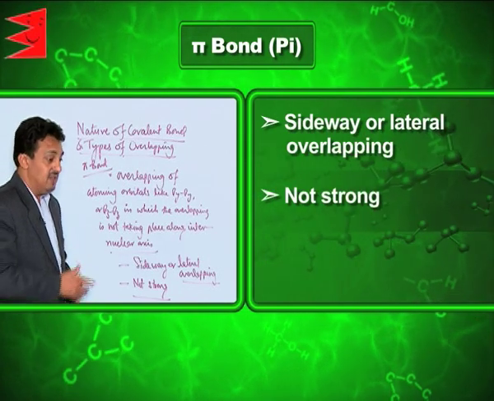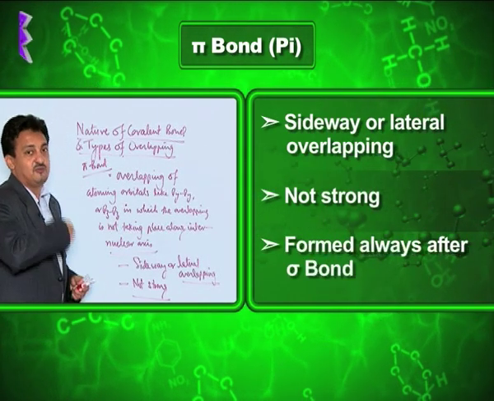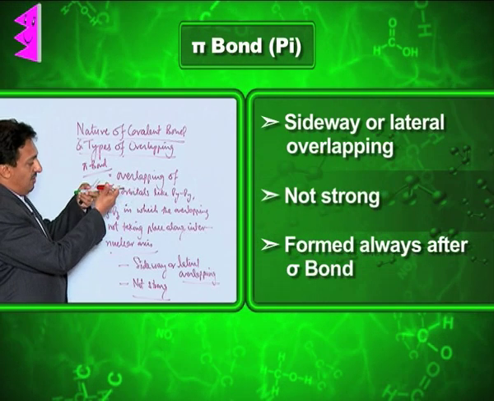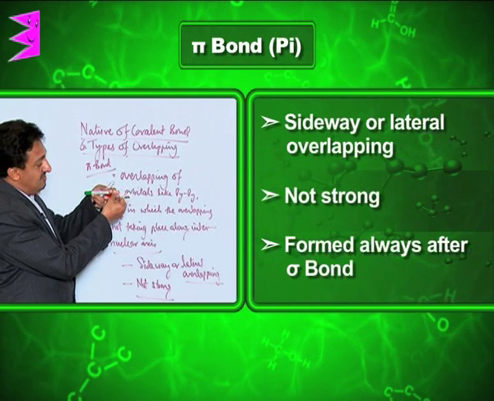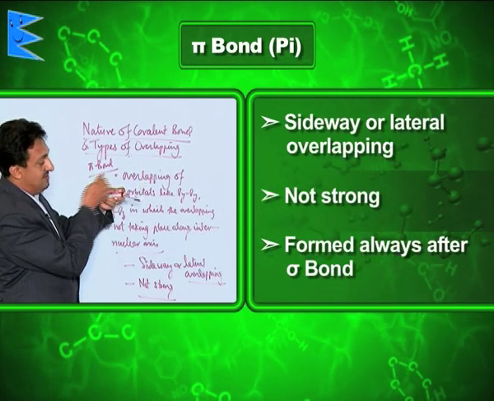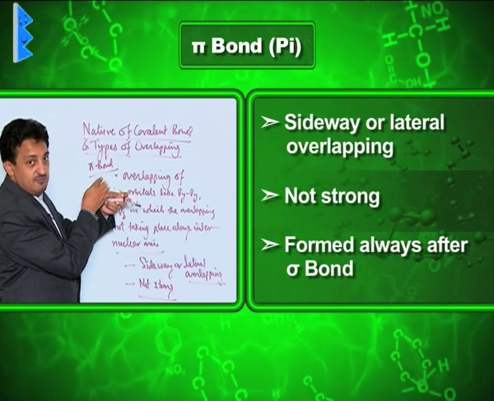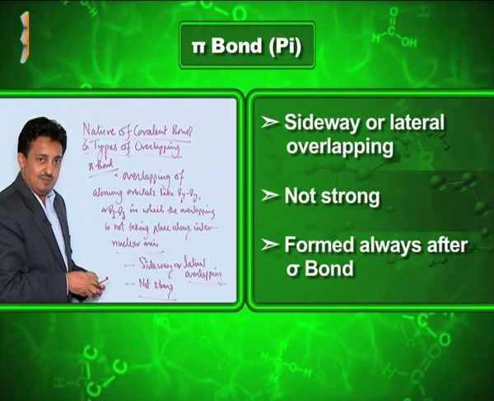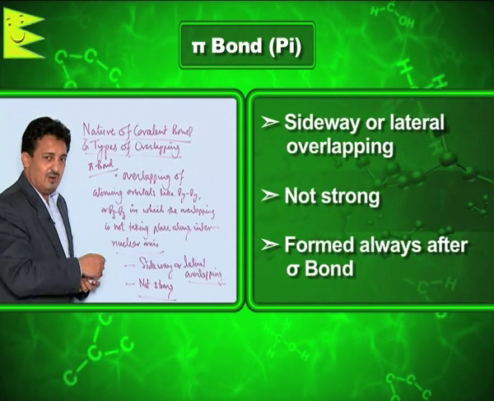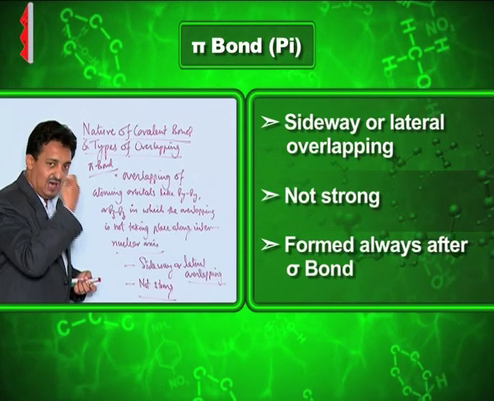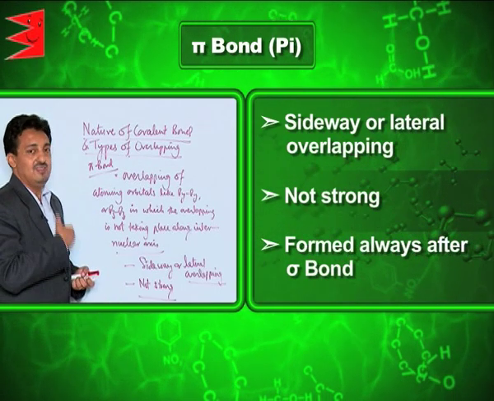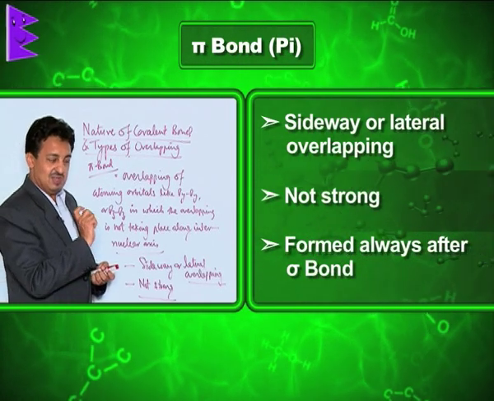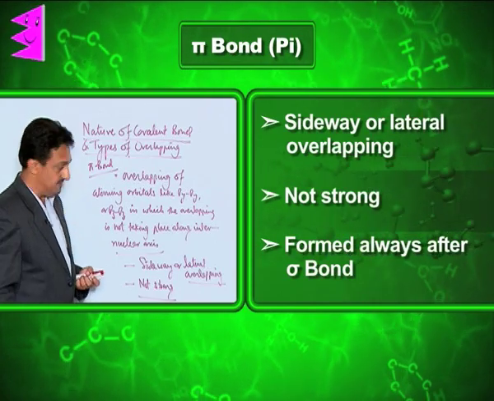Another important thing, they are the bonds which are formed always after the formation of a sigma bond. When the two atomic orbitals have already overlapped to form a normal sigma bond, then only the sideway overlapping takes place, because the two atoms come very close to each other. That is why only the sideway overlapping takes place. So pi bonds are always formed after the formation of a sigma bond, and they are always present along with the sigma bond. We cannot have an isolated pi bond between two atoms.